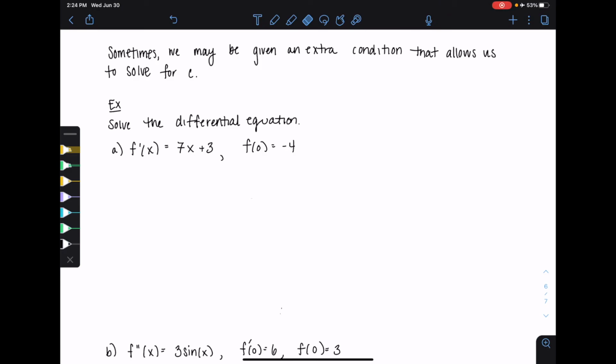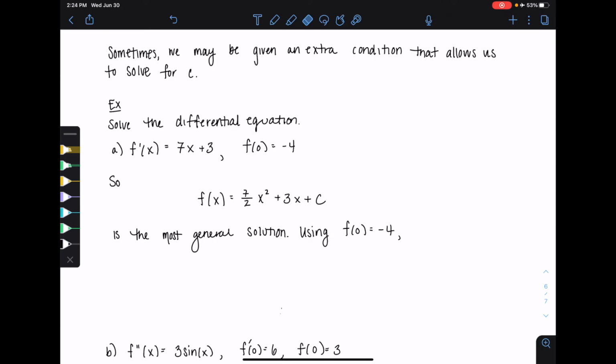So first and foremost, what I want to do is find that antiderivative. If I deal with the 7x first, we go ahead and bump that power up. So it'd be 7/2 x squared, divided by the new power. The antiderivative of 3 would be 3x, and then we tack on that plus c. So this is the most general solution to the equation.